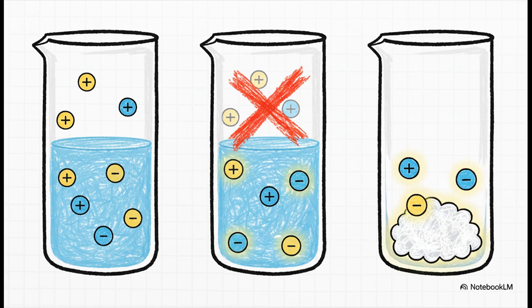They're just spectators. So what happens if we just get rid of the spectators? We're left with this, the net ionic equation. And this right here shows us the absolute heart of the reaction with beautiful clarity. A silver ion found a chloride ion, and they stuck together to form solid silver chloride. That's the story. That's the real chemical change. Everything else was just noise.